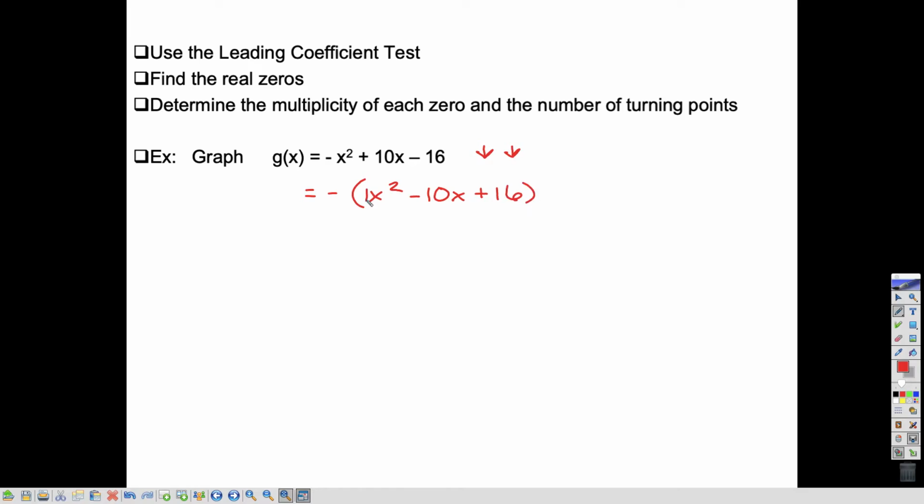So 1 times 16 is 16. The factors of 16 that add to 10: 8 and 2. And the factors of 1 are just 1 and 1. So 8 and 2, and they are both what? Negative. This positive tells me they are both the same sign as the middle one, so they're both negative. So I factored. Now what? Set them equal to 0.